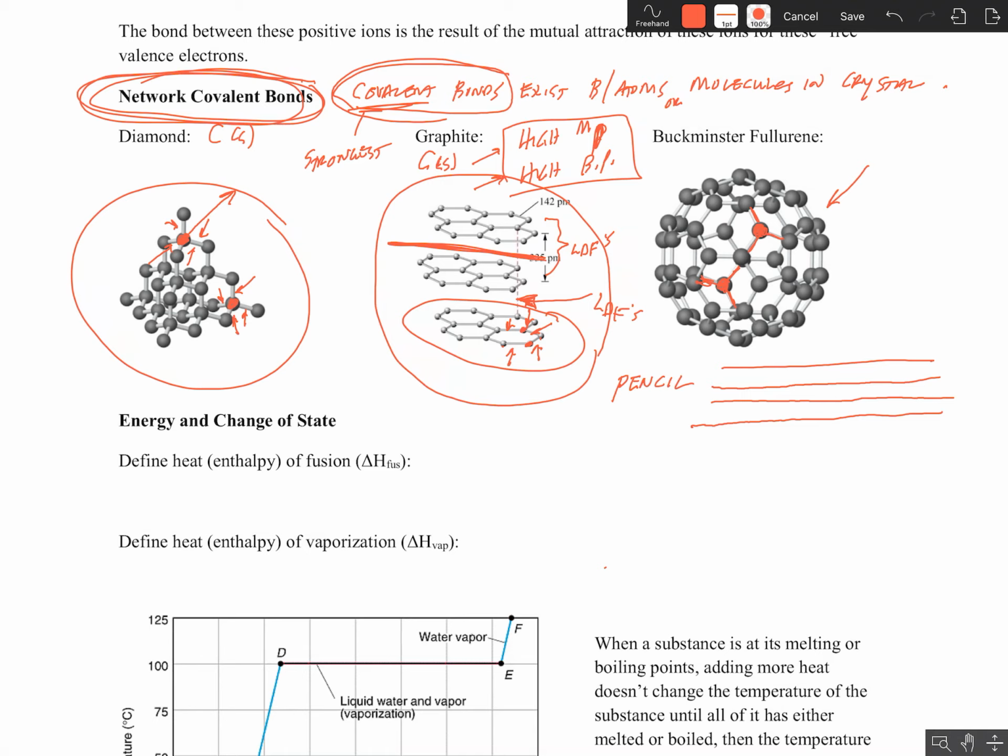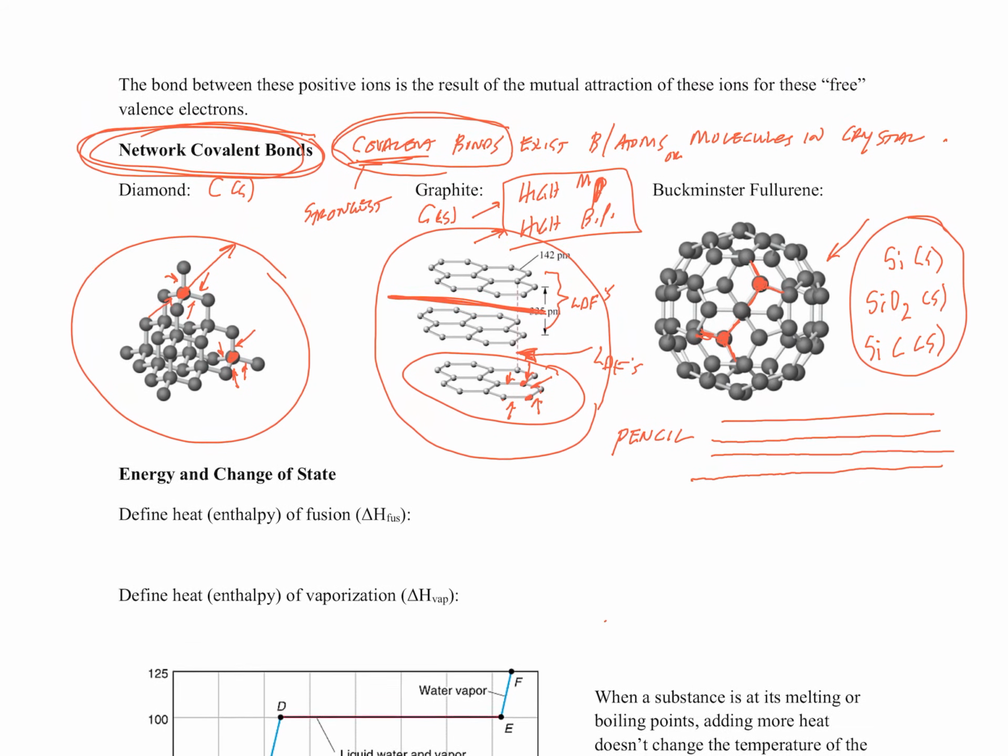Another common substance that's held together by network covalent bonds would be silicon, very, very high melting point and boiling point. Silicon dioxide, sand is its common name. Silicon carbide. Basically, silicon compounds have very high melting and boiling points. Turns out that they're generally held together by these network covalent bonds.